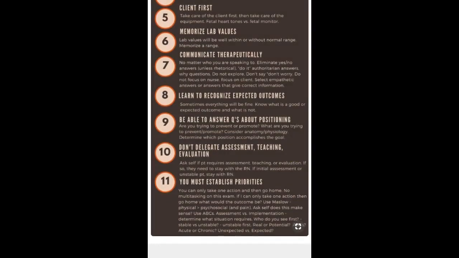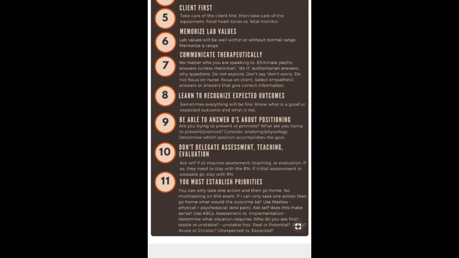Now, here is some meat and potatoes right here. So, establishing priority. So this is your triage information. So when you're trying to say, who are we going to see first? You're going to have to use Maslow. Of course, it's physical first. So physical is going to be any ailments, any problems physically. Then psychosocial and pain. Well, actually, pain does go with physical.